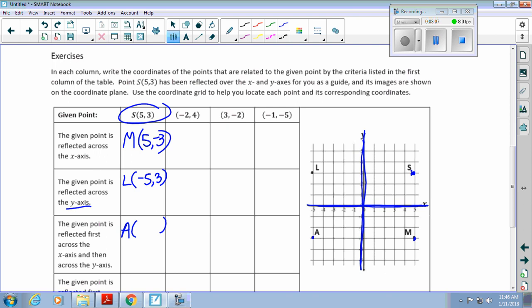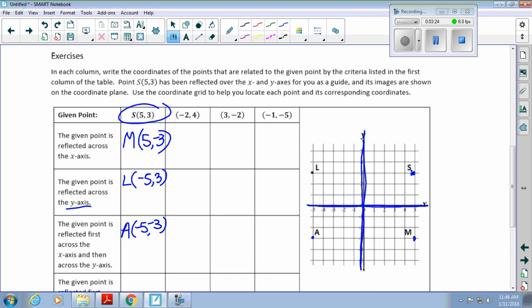Very good. Who can loudly say the coordinates for this? Jacob. Negative 5, negative 3. Oh, that's Tori, right at it. Very good, Tori. Negative 5, negative 3. So when we reflect across both of the axes, both of the coordinates change, right?